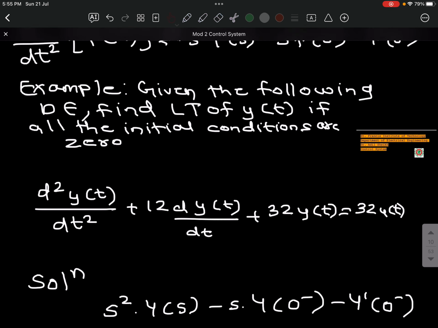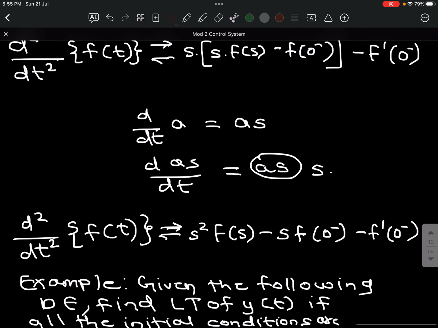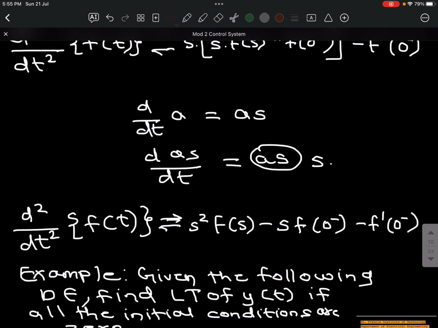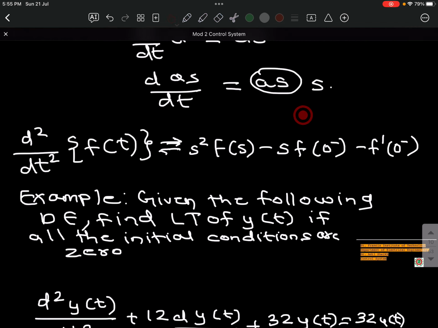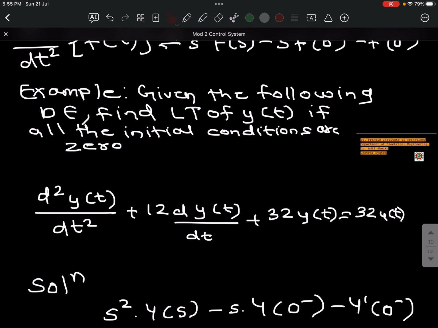So the first derivative will be, we have to go over here again and we will see. What is the Laplace transform of the second derivative of any function? It is equal to s square F(s) minus s f(0-) minus f dash (0-). So let's move there and check. So yes, it is like this. So the derivative of the first term is s square Y(s) minus s y(0-) minus y prime (0-).